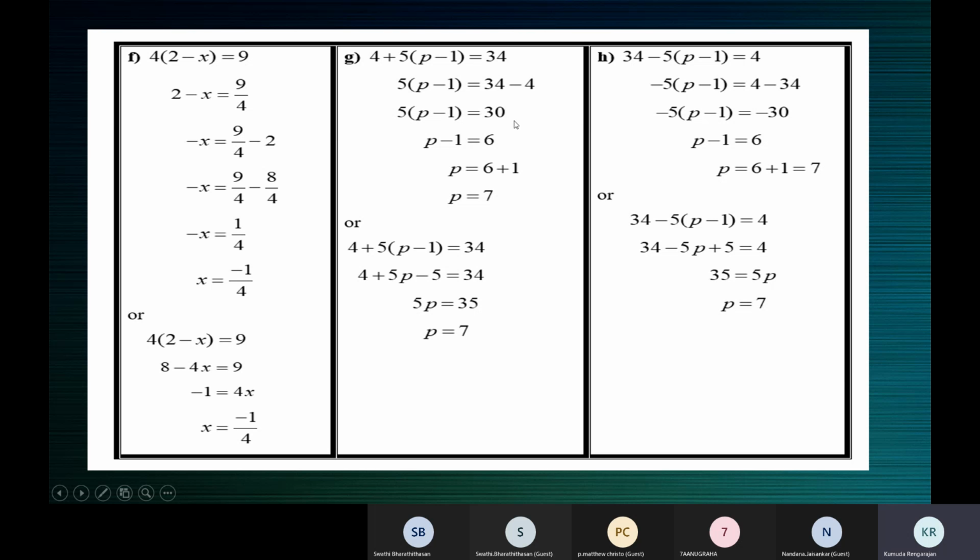When you divide both the sides by 5, in the left hand side, 5 and 5 will get cancelled. So you'll have p minus 1 is equal to, in the RHS, when you divide by 5, 30 by 5 is 6. So p is equal to now minus 1. When you transpose, it goes to the RHS as plus 1. So p is equal to 6 plus 1, p is equal to 7.